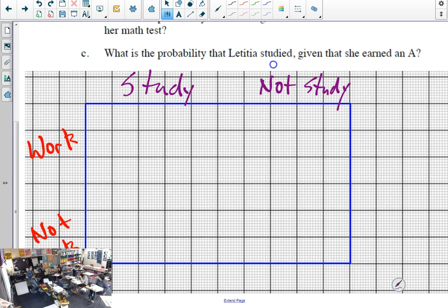So when I said somebody tell me how to set this up, and you said exactly like this, does the work and study at the same time region make sense? No. So if she works, she can't study. So that's what this says, and if she doesn't work, then she has to study. But if she doesn't work, then she can't not study. So is this really my two-way frequency? No.